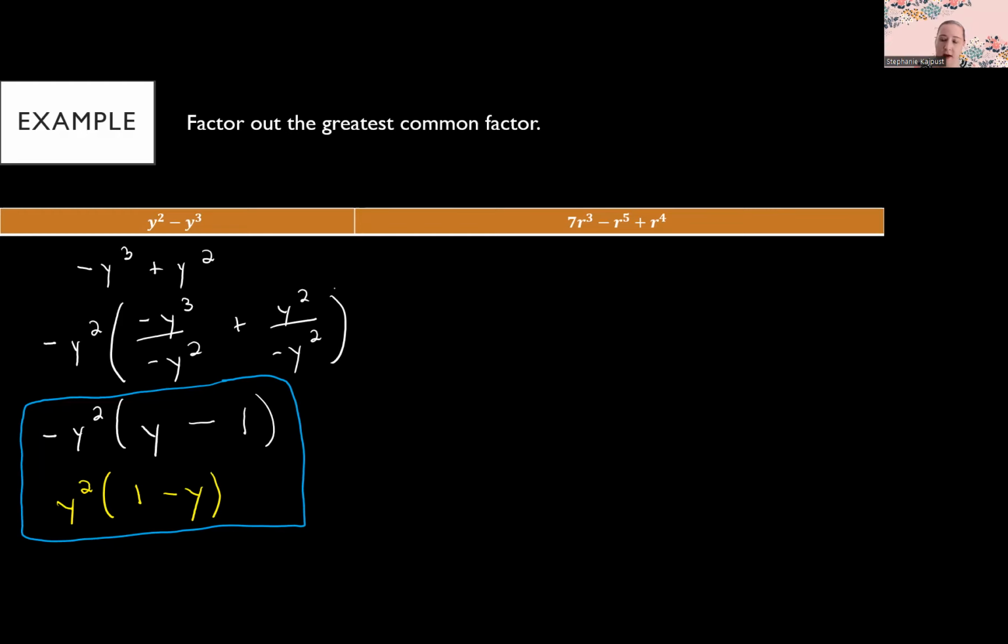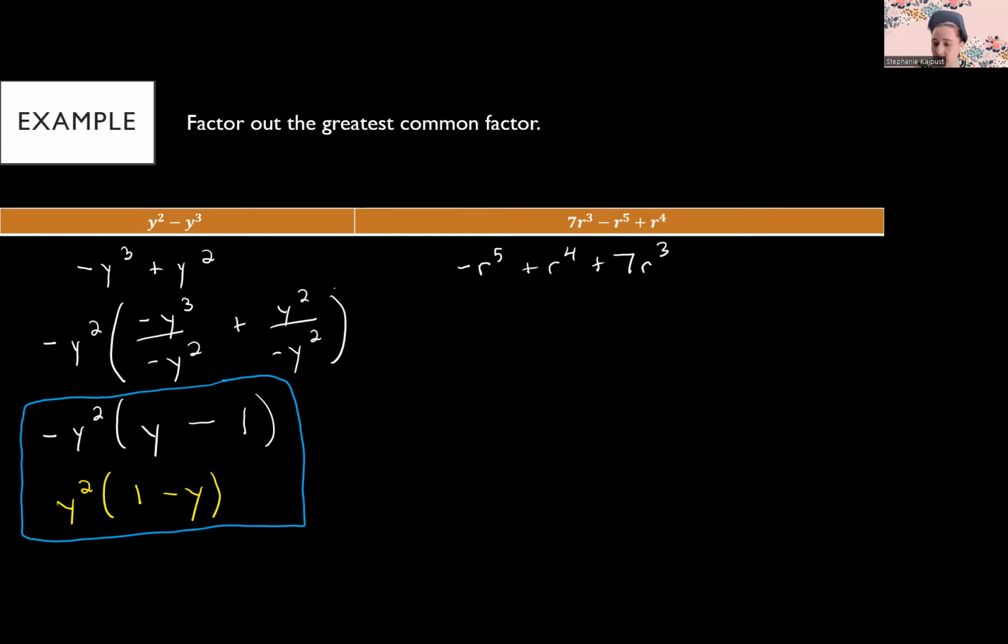So the second example I have here, we have 7r cubed minus r to the fifth plus r to the fourth. So same thing, we like to have the exponents in descending order, so the highest to the lowest exponent. So we would actually rewrite this so we have a negative r to the fifth in front, because that's the highest exponent, and then plus r to the fourth, and then the 7r cubed, because we just like to have highest exponents to lowest exponent. And this is just because it's more useful. So this is why we do that.